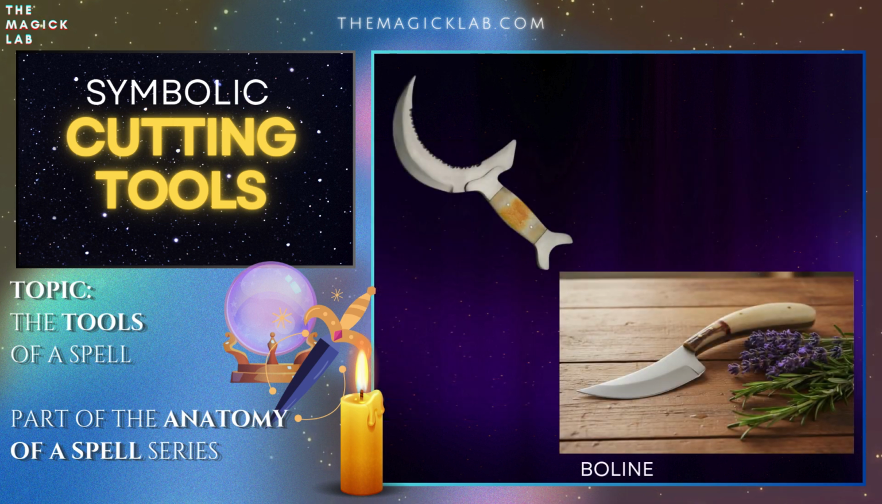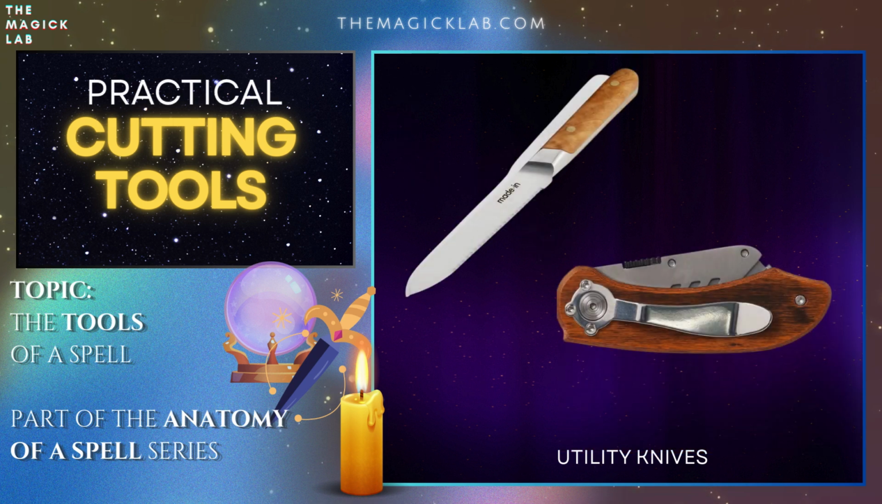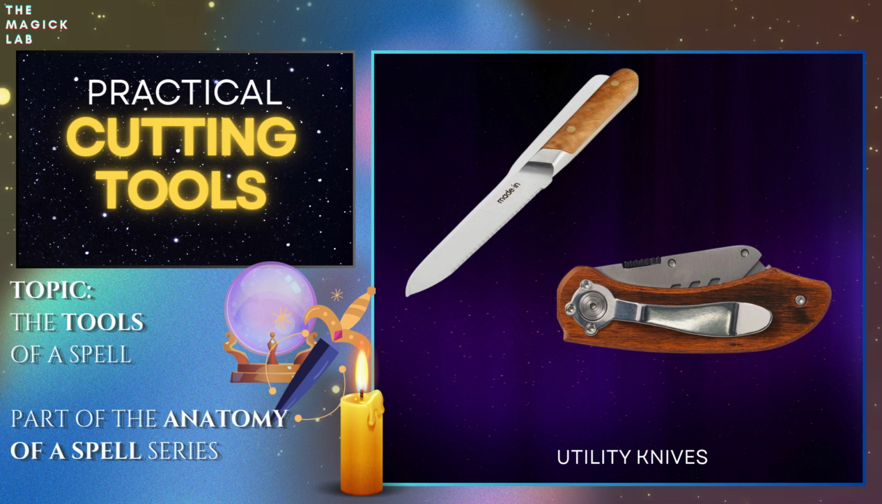Another type of knife would be the boline, which is a practical knife used for harvesting herbs or carving candles. Traditionally, this is a white-handled knife made of bone or antler, but you can use any knife that you want for something like this. And there are also utility blades. These are a practical substitute for a boline and folk magic as well for practical cutting.